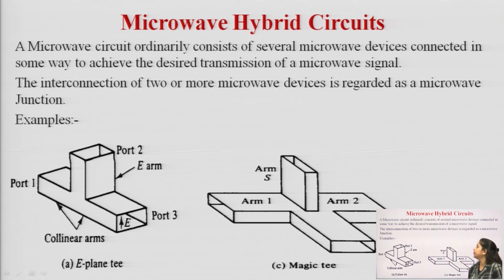A microwave circuit ordinarily consists of several microwave devices connected in some way to achieve the desired transmission of a microwave signal. The interconnection of two or more microwave devices is regarded as a microwave junction, and common examples of this are E-plane T, H-plane T, magic T, circulator, isolator, and directional coupler. These are the microwave hybrid circuits which exist. Just for example, two diagrams are shown here. The first one is the E-plane T and the second one is the magic T.